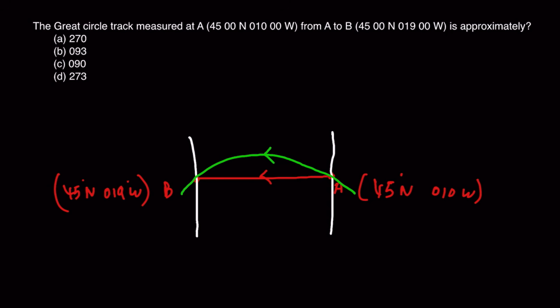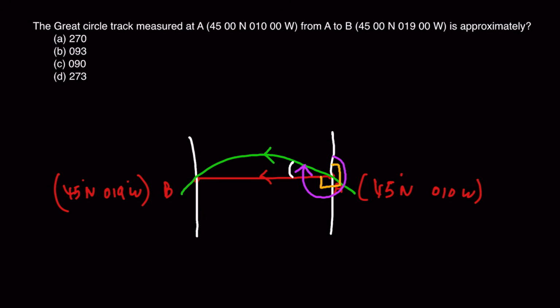Now, what do I want to know? Great circle track measured at A from A to B. Okay, great circle from A to B will be this angle starting from the meridian in the clockwise direction till I hit the arrow. So great circle from A to B is this much. All right, again the same thing. To find this big magenta angle, I need to find two angles. One is this angle and the other is this angle.